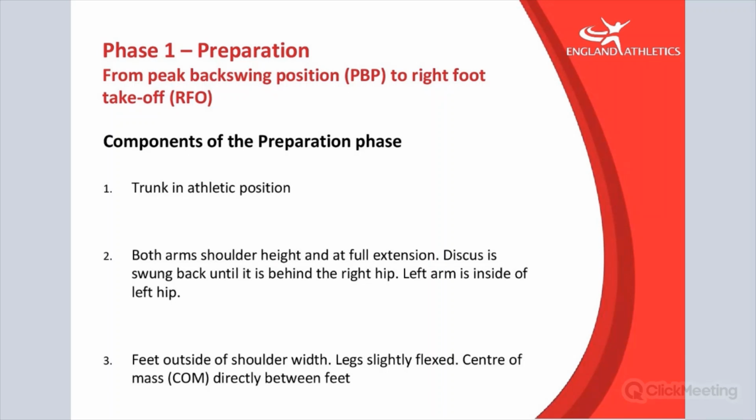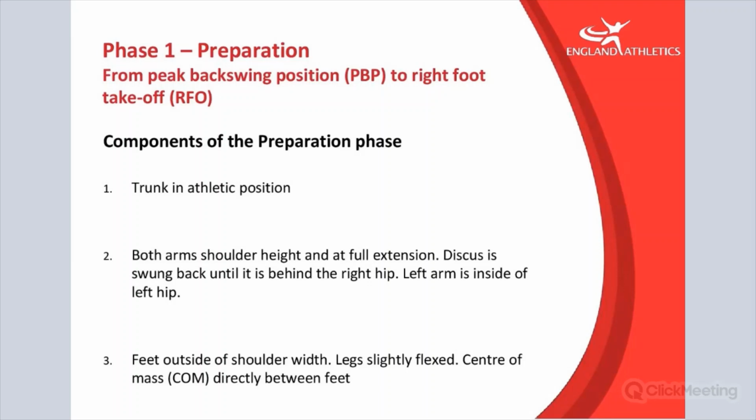The 3 components of the preparation phase are the trunk in an athletic position, and I'll talk about that in a second. Both arms shoulder height and at full extension. Discus is swung back until it is behind the right hip. The left arm is kept inside of the left hip. Feet should be just outside shoulder width for most people. If you're a very tall athlete, they might be slightly wider than that, but generally just outside shoulder width. Legs slightly flexed, and the center of mass directly between the feet.